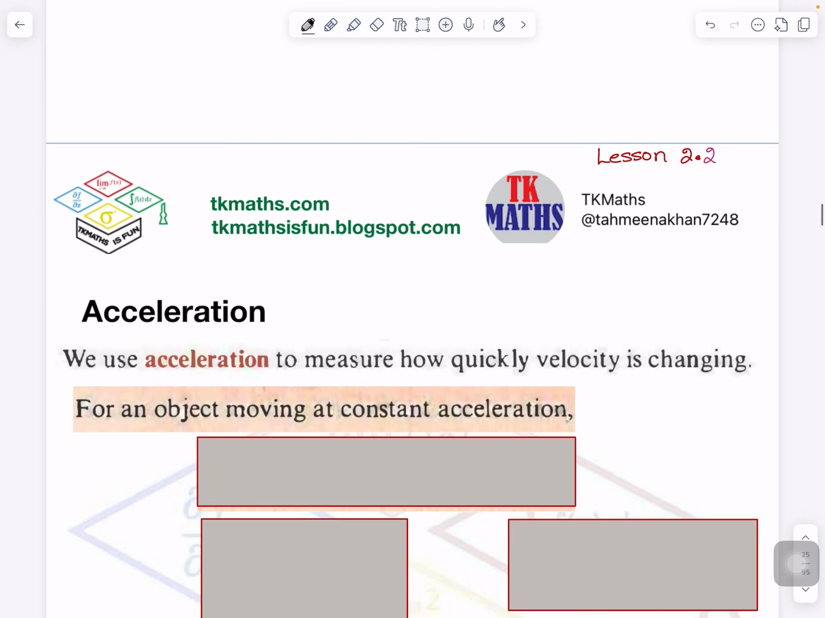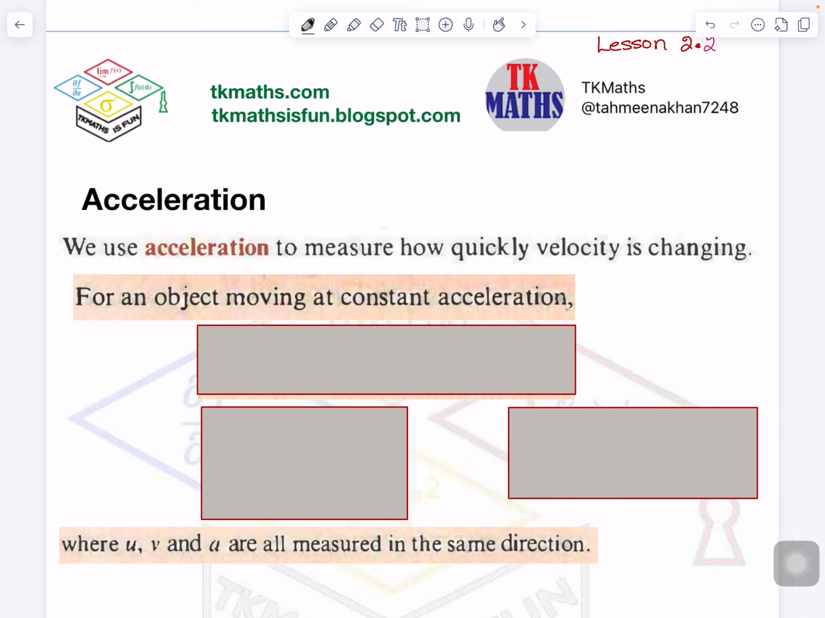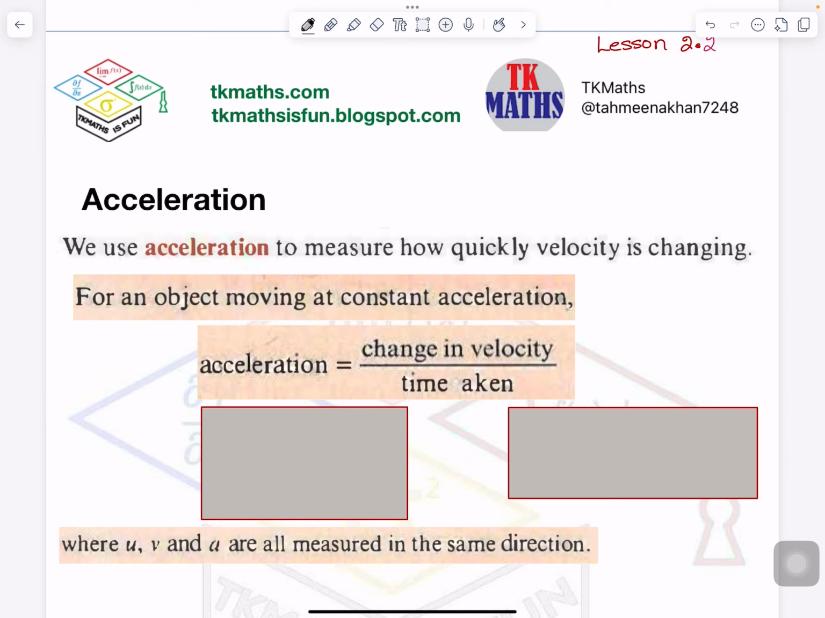So let's start. What is acceleration? Acceleration is used to measure how quickly velocity is changing. And we are talking here about an object which is moving with constant acceleration. So acceleration is equal to change in velocity divided by time taken, and acceleration is represented by a.